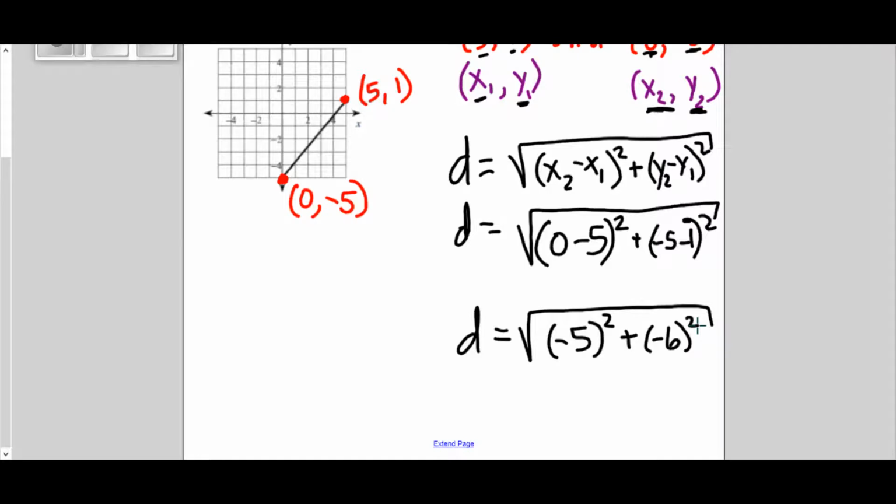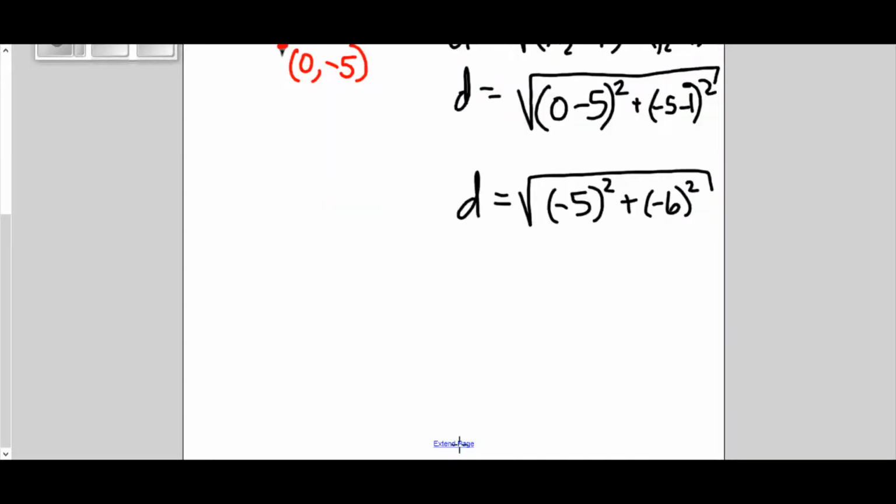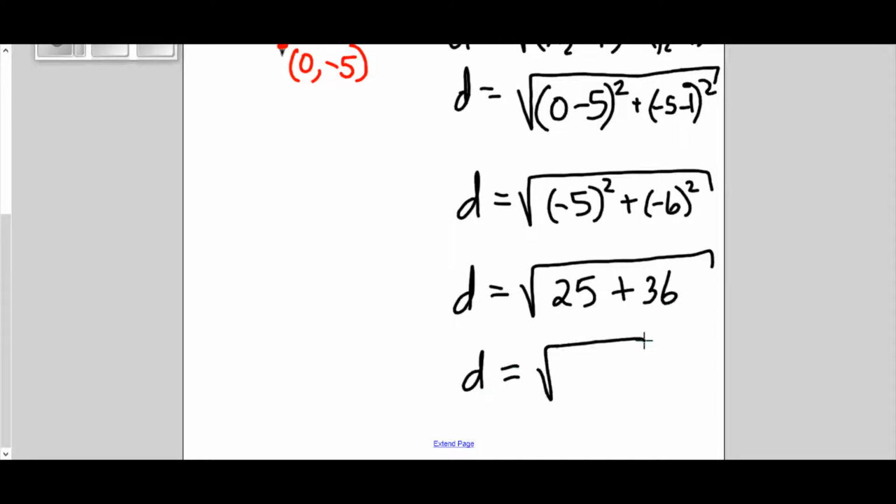So we did our operation that was inside the parentheses first. Now you can go ahead and square each of these numbers. So negative 5 squared means to do negative 5 times negative 5. That is positive 25. And if you weren't sure, you could double check on the calculator. In the second one, negative 6 squared means to do negative 6 times negative 6, which is 36. So we'll just add these together. So this is the square root of 61.